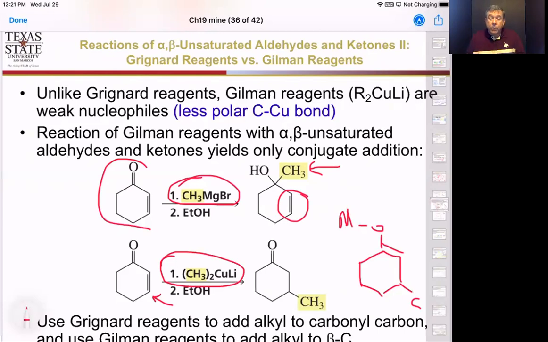It first forms that enol, okay? And then when you add water to that and break up that metallic complex, it rearranges to the keto form, giving us our final product. So it is a true 1,4 addition when we do the reaction. However, when we look at the thermodynamics of the final product, it actually rearranges to the more thermodynamically stable ketone as opposed to the enol. All right, questions on that?